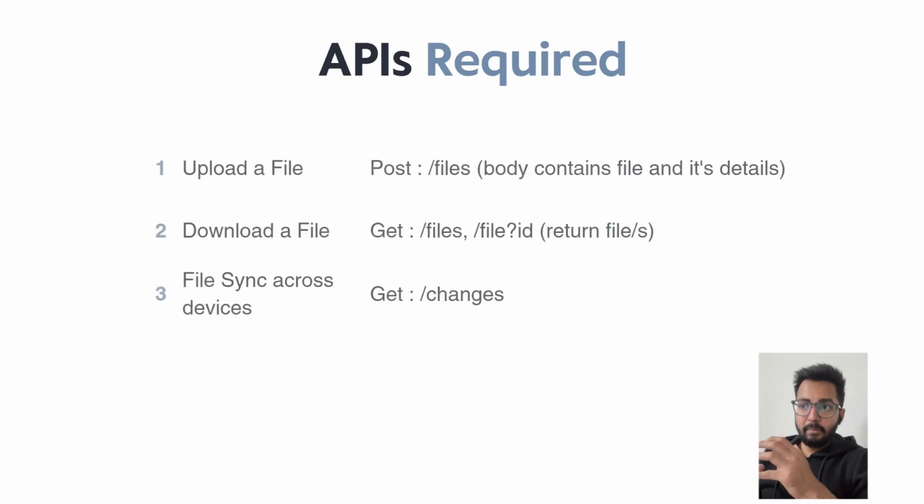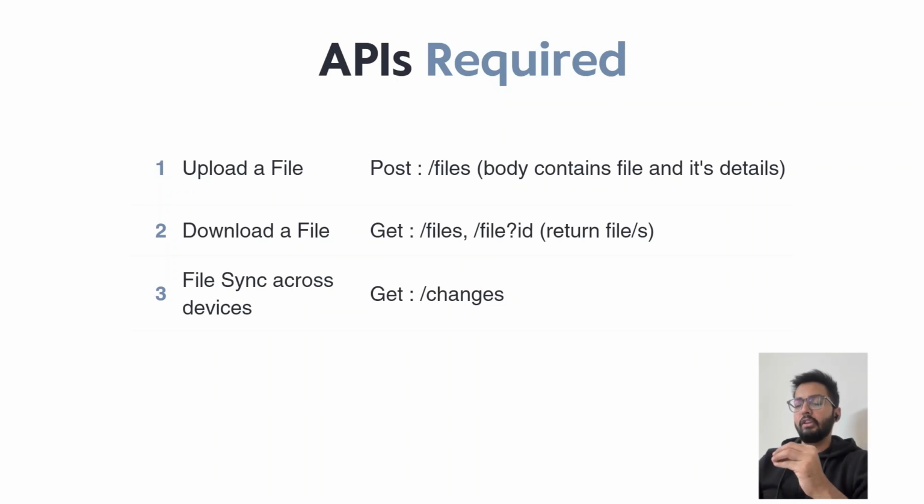Let's talk about the APIs which would be required for designing such a system. The three APIs that would be required correspond to those three functional requirements. The first one is upload a file. Of course, we are uploading a file to the server, so for that we need a POST request with a route, let's say, slash files, and its body would contain the file and its details.